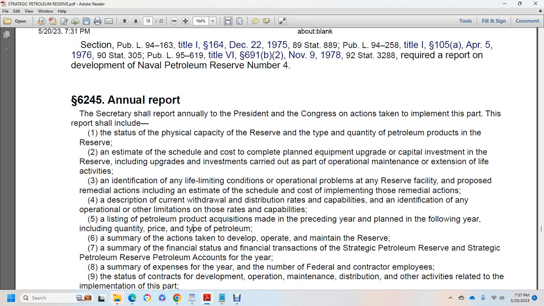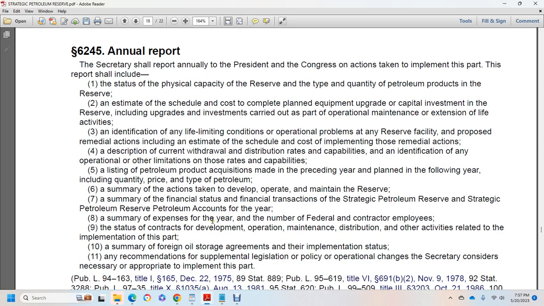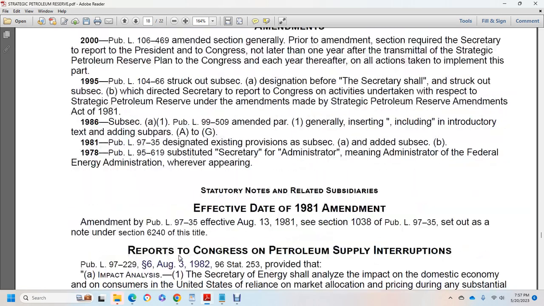A summary of the actions taken to develop, operate, and maintain the reserve. A summary of the financial status and financial transactions of the Strategic Petroleum Reserve accounts for the year. A summary of expenses for the year, the number of federal contractor employees, the status of contractor deployment, and operation, maintenance, distribution, and other activities related to the implementation of this part. A summary of foreign oil storage agreements and their implementation status, and recommendations for supplemental legislation, policy, or operational changes that the Secretary considers necessary or appropriate to implement this part.